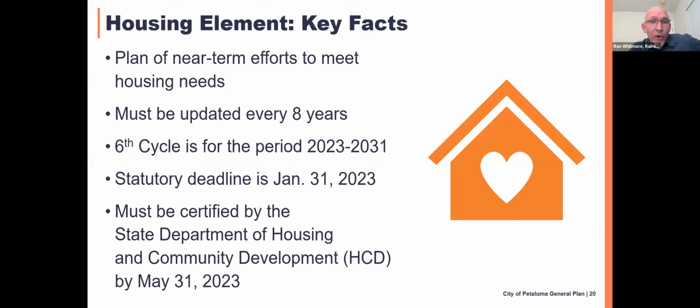Christina touched on some of this, so I'll be brief. The housing element is unique among the required elements or chapters of the general plan. It's unique in that it has a near-term focus. It works on 8-year cycles, whereas most general plan efforts are much more long-range in focus, 20 to 30 years. It's also unique in that it has a statutory deadline associated with those 8-year planning cycles, and also unique in that it's the only element that requires any level of state certification, in this case, certification by the Department of Housing and Community Development.